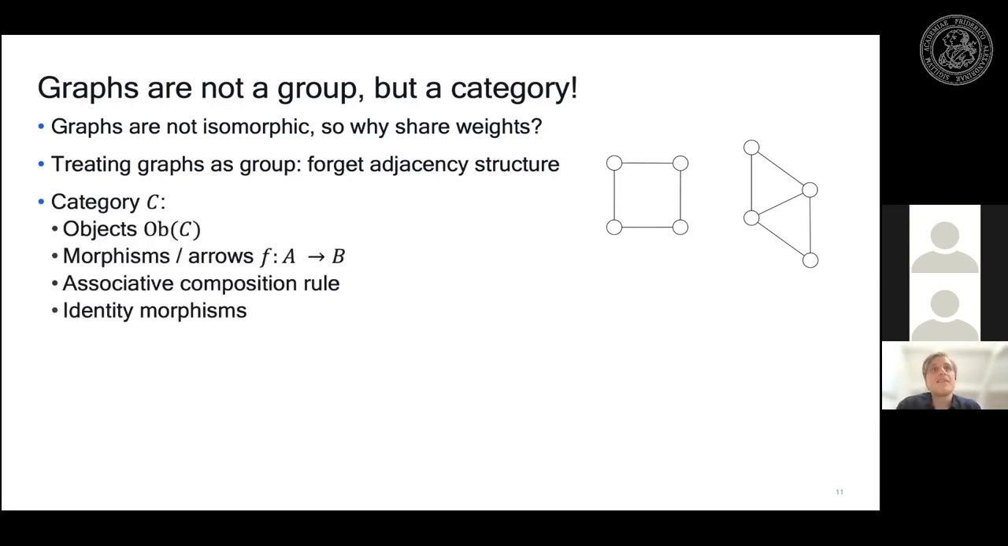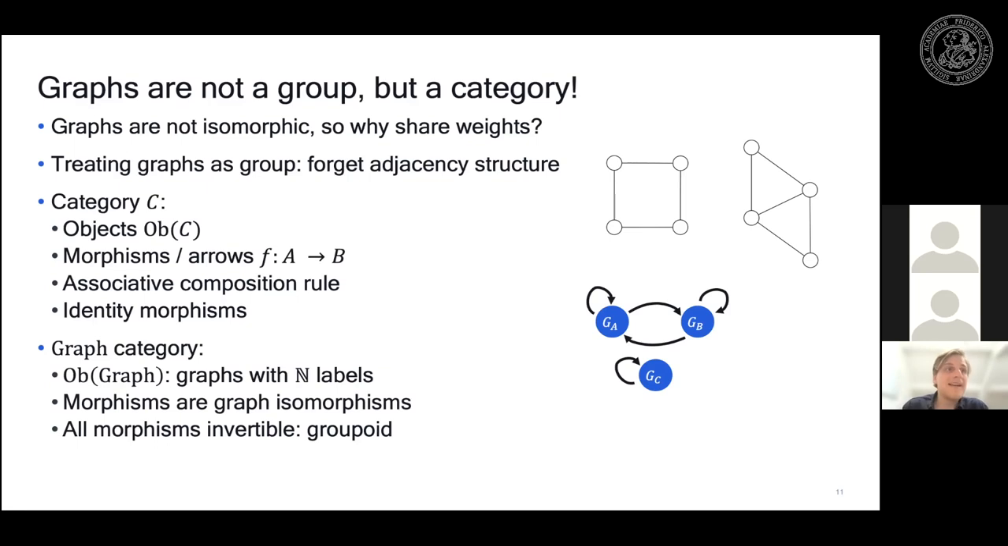So what we can do instead is looking at categories. A category in general consists of a collection of objects and a collection of morphisms or arrows between these objects. And these morphisms should satisfy composition, and the composition should be associative. And furthermore, there should be an identity morphism on all objects. And the category that we'll be mainly looking at is the category of graphs, where the objects are all graphs where the nodes are labeled with natural numbers. The morphisms are the graph isomorphisms we discussed earlier. This is a special form of a category called a groupoid, which simply means that all morphisms are invertible.